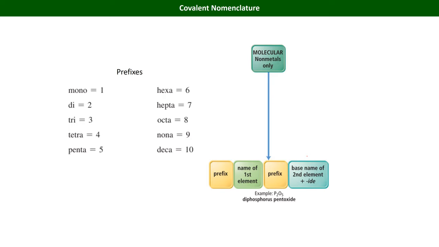And the way we name these is you just stick that prefix in front of the name of the first element, which is the one furthest to the left, or the one that's less electronegative. And then you do a prefix, and then the second one. And whatever the most electronegative element is, you drop the ending and you put I. So just like with sodium chloride or magnesium sulfide, for those non-metals, we drop the ending and put I. We do the same thing for whatever is the most electronegative element, which means closest to fluorine. Fewest steps to fluorine is usually the best way to think about that.